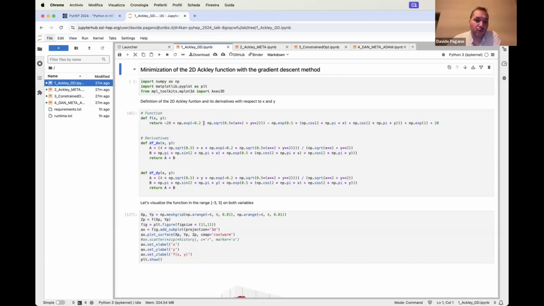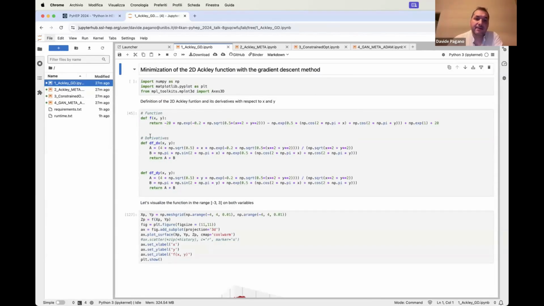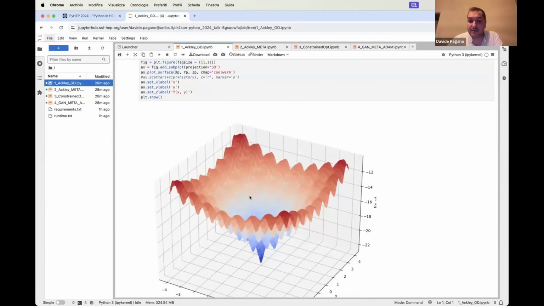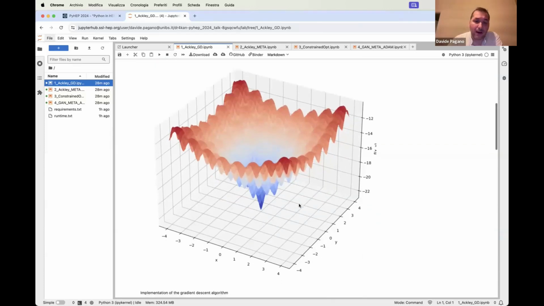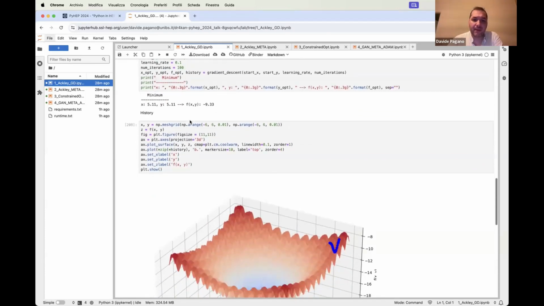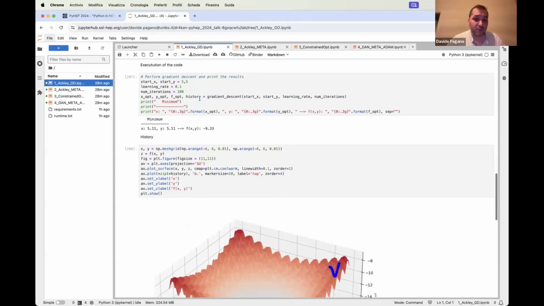This is the notebook you can play with. So I defined the two-dimensional Ackley function. I also computed derivatives because it's necessary for gradient descent. Here we can see the function in the range between -4 and +4 on both x and y. Here I implemented the gradient descent, and you can play with those numbers here: the learning rate, the number of iterations, and the starting position.